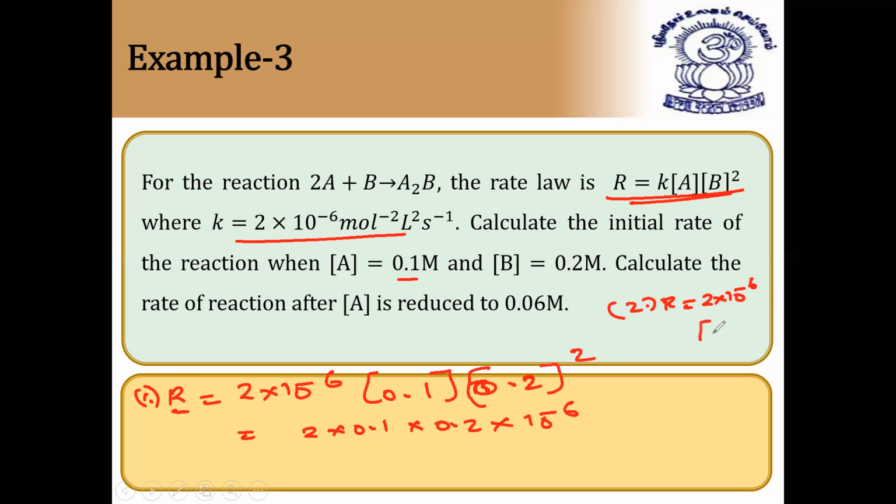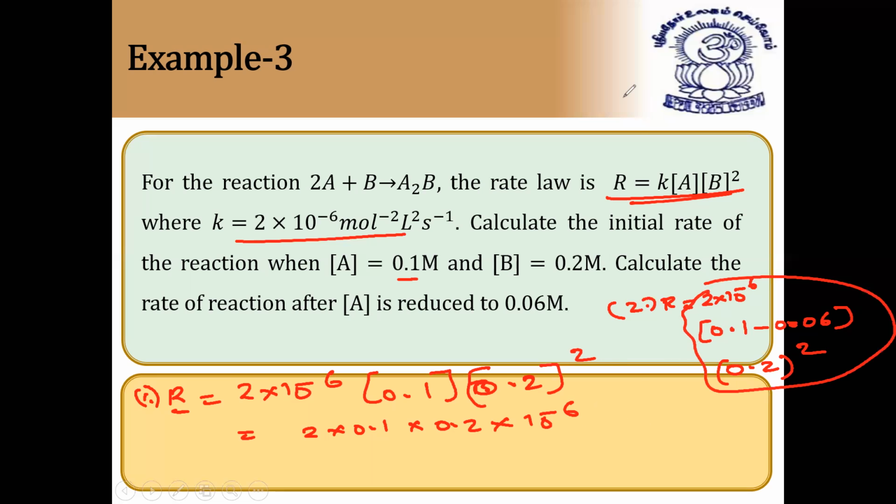The concentration of A becomes 0.1 minus 0.06, because it is reduced by 0.06, and the concentration of B becomes 0.2 whole square, as it is. Now you multiply these three things, you get the answer. I hope it is clear.